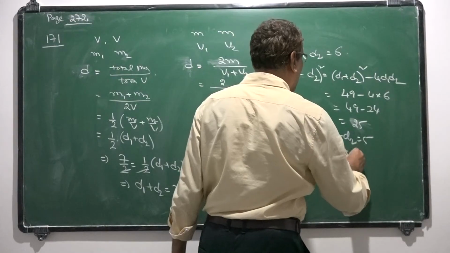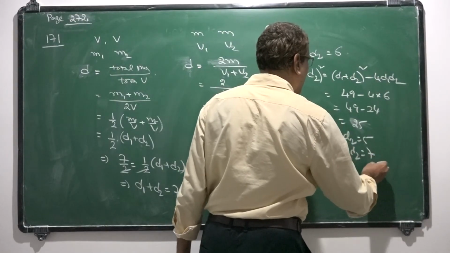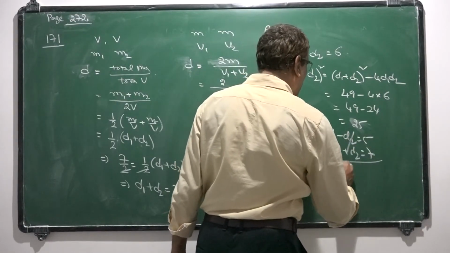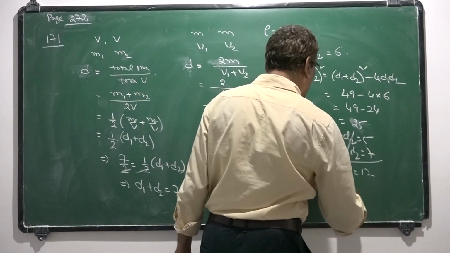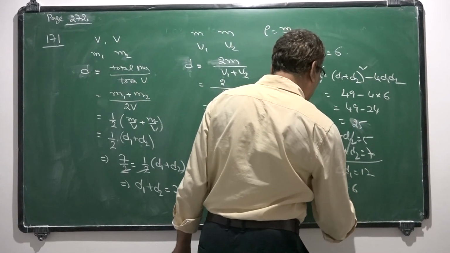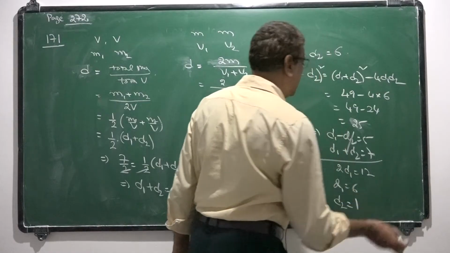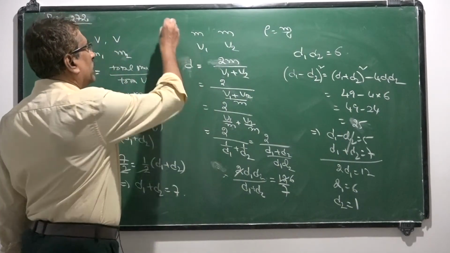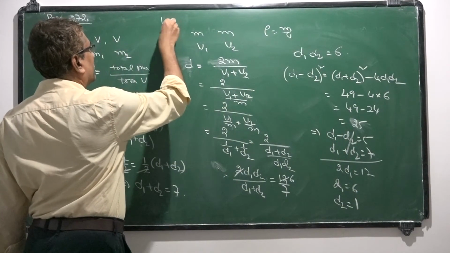So d1 plus d2 is 7 total, and this gives 2 d1 equal to 12. So d1 is 6, so d2 is 1. So the individual specific gravities are 1 and 6.